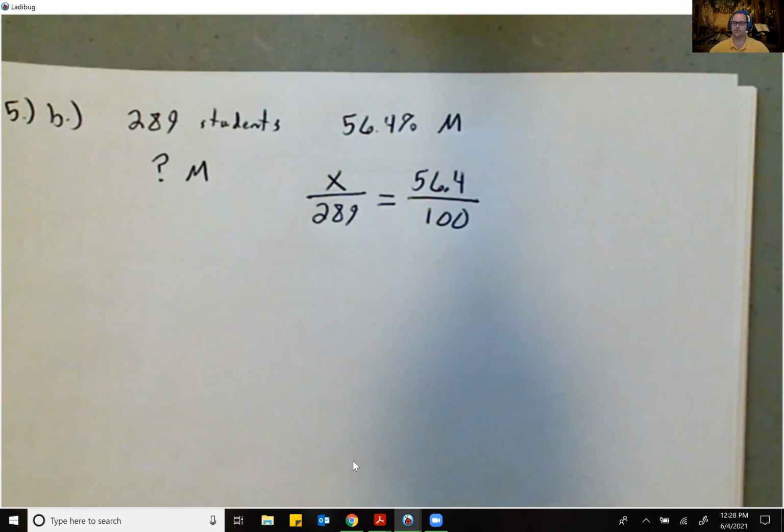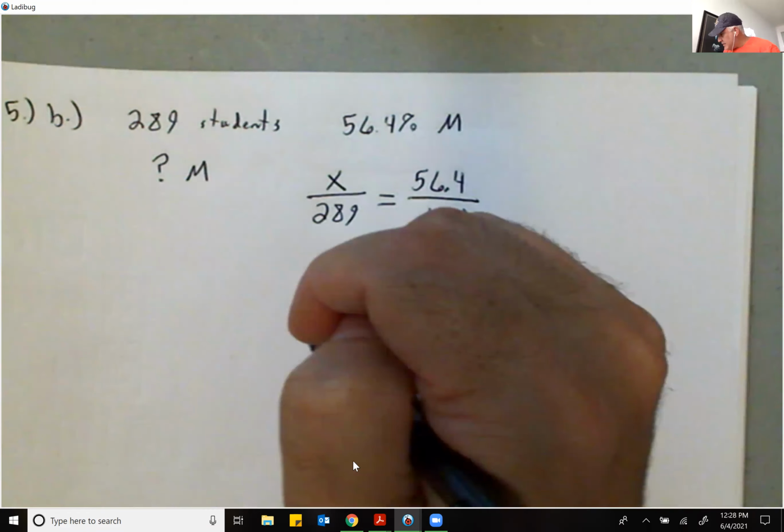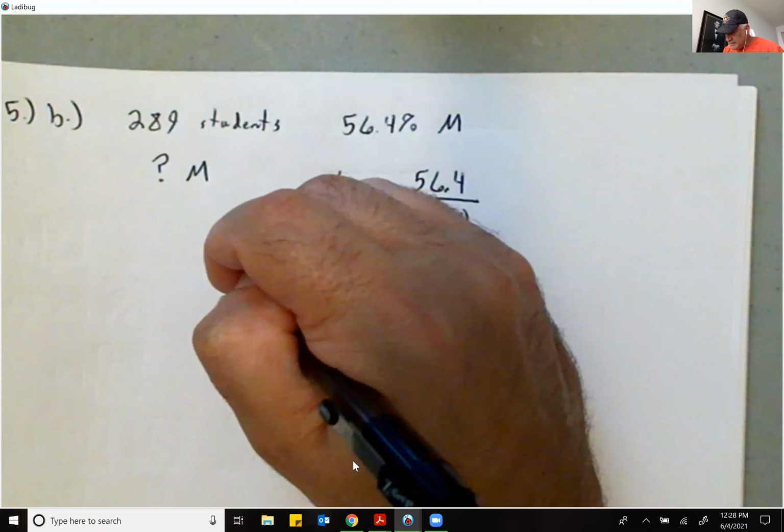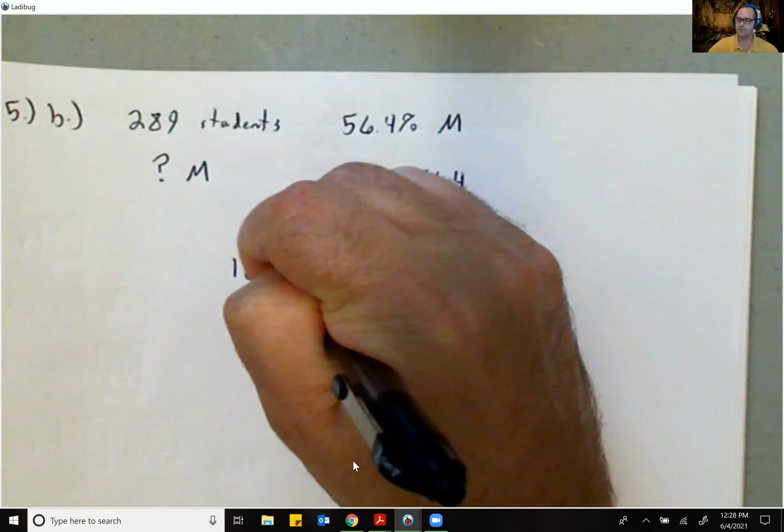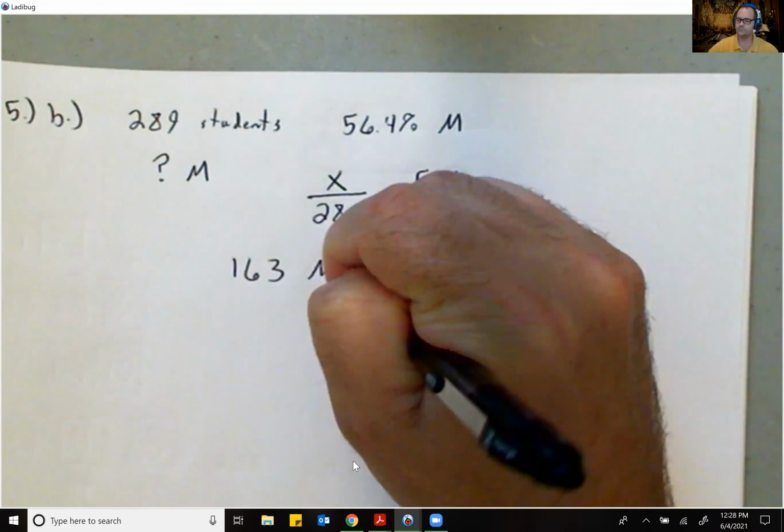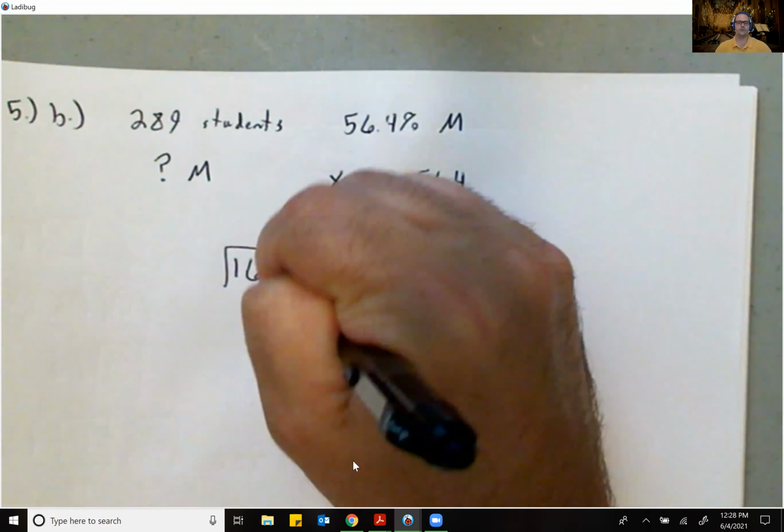163. That's rounding at 163. 163 males. And there you go.